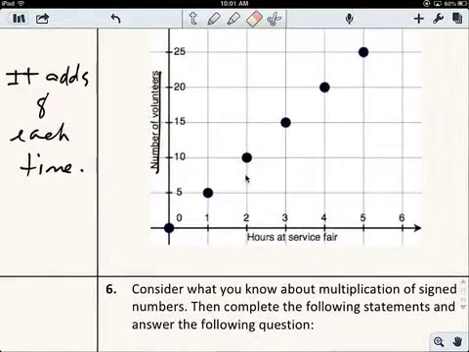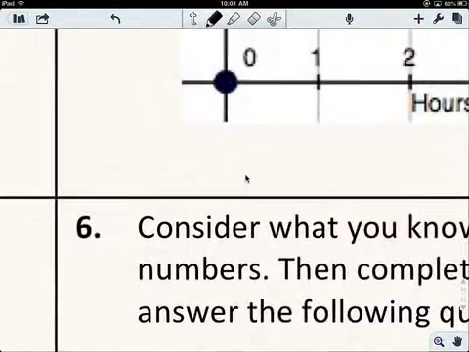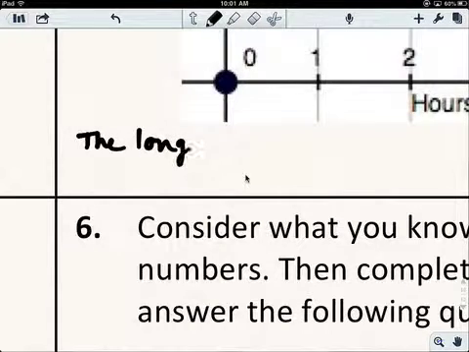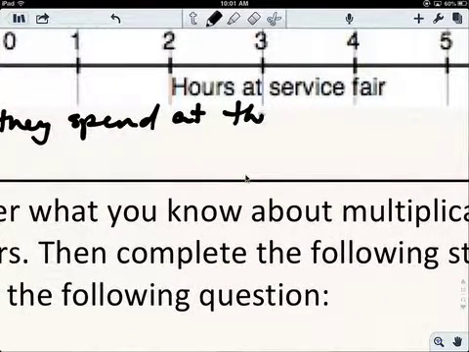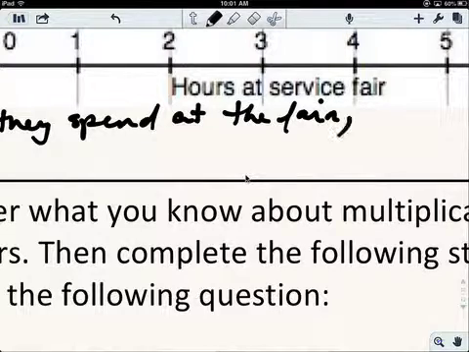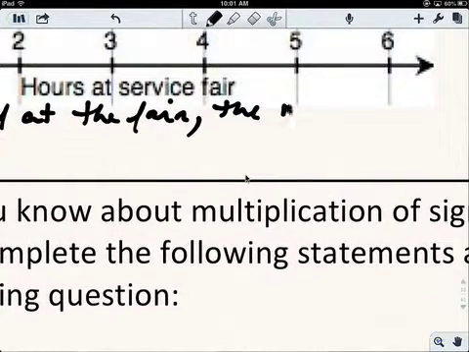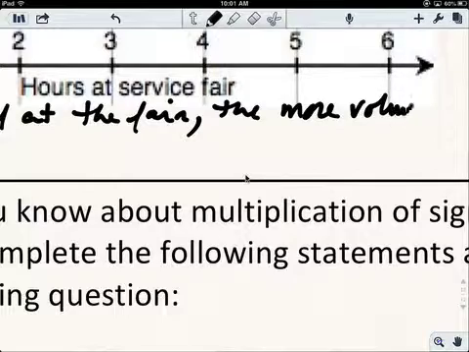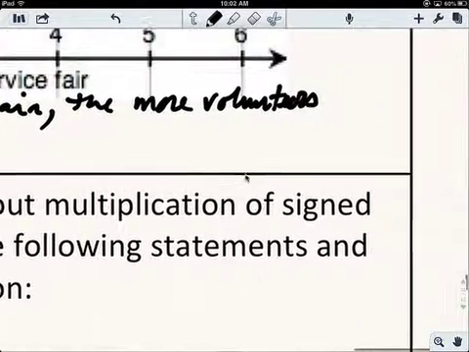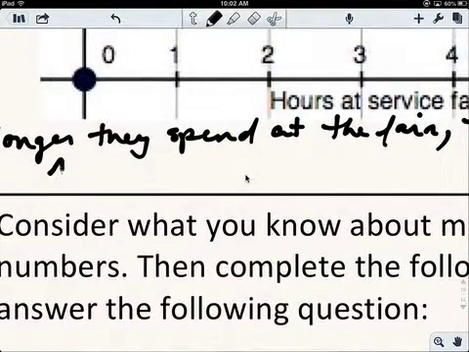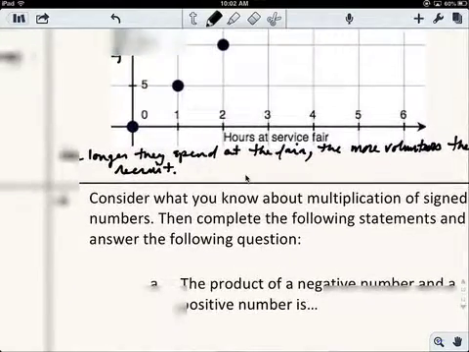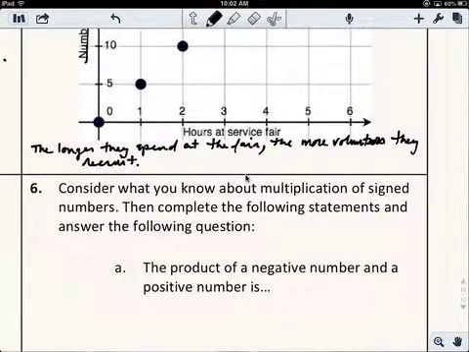And I'll zoom in quite a bit so I can actually fit this in. The longer they spend at the fair, the more volunteers they recruit. So the longer they spend at the fair, the more volunteers they recruit.